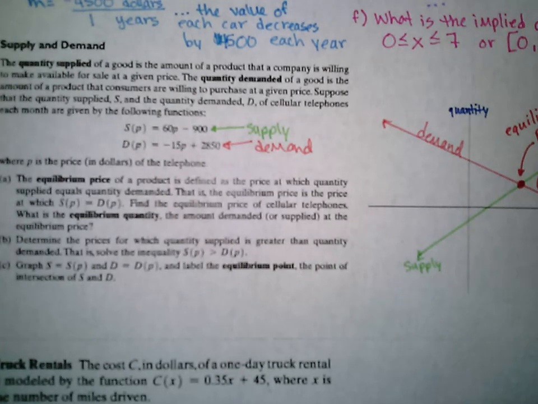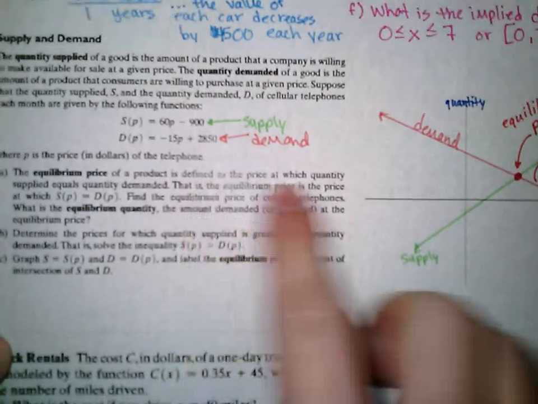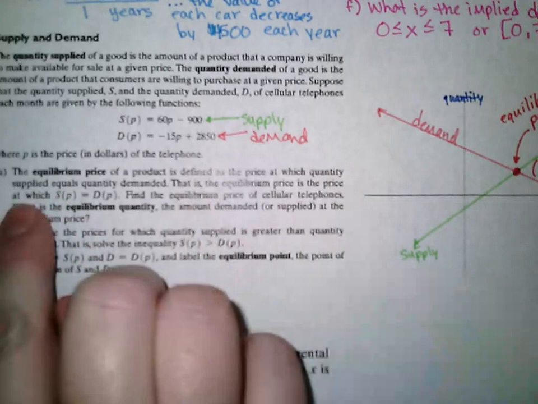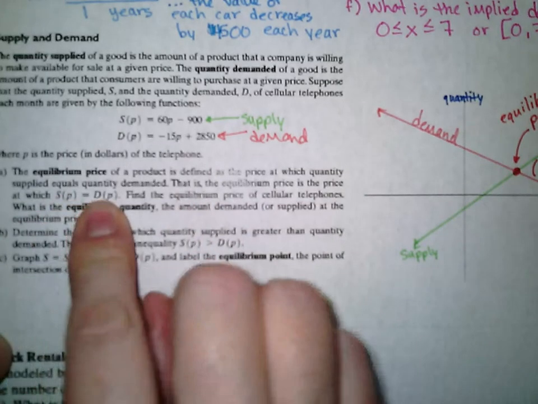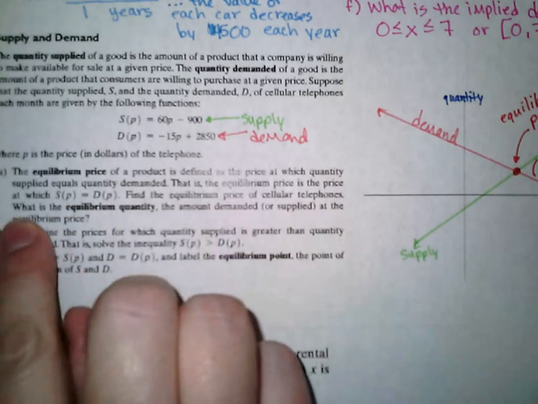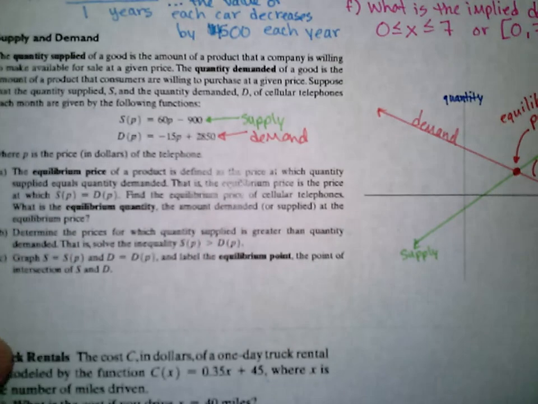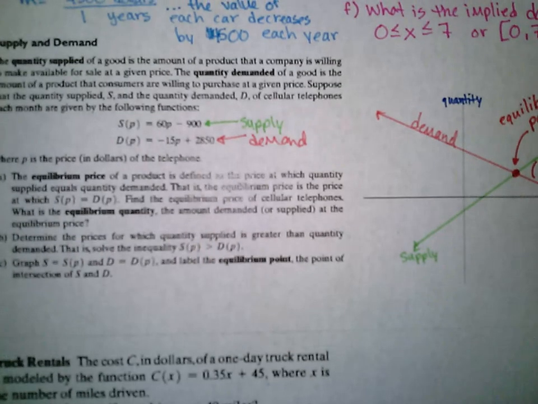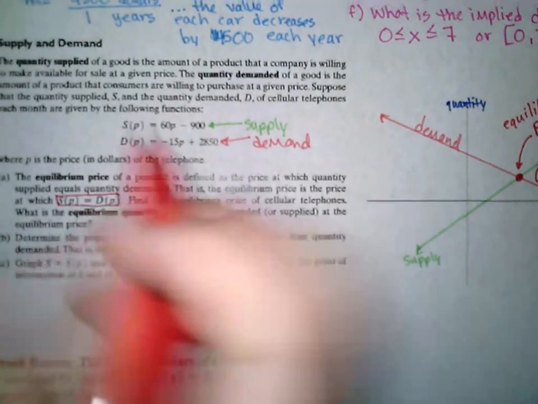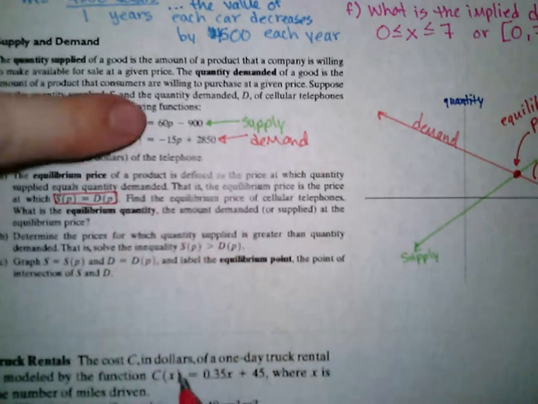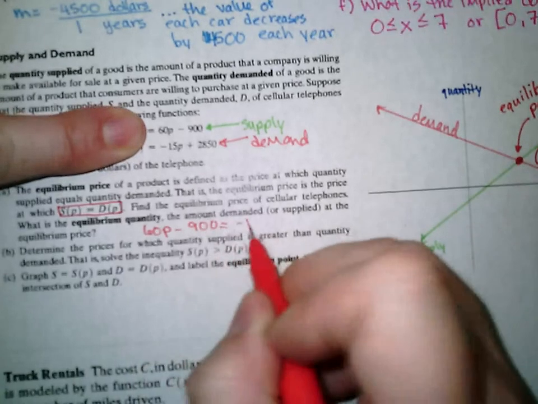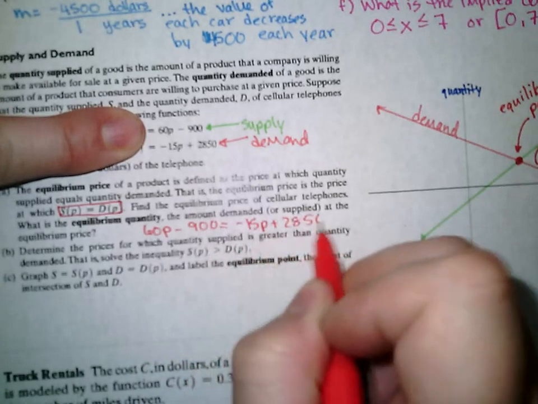They want us to find the equilibrium price, which is defined as the price at which quantity supplied equals quantity demanded. That is, the equilibrium price is the price at which the supply quantity is equal to the demand quantity. So we're going to find the equilibrium price of cell phones, and we want to say, what is the equilibrium quantity? To do that, we're essentially going to be solving the equation S of P equals D of P. So we can just set these two functions equal to each other: 60p minus 900 equals negative 15p plus 2,850.